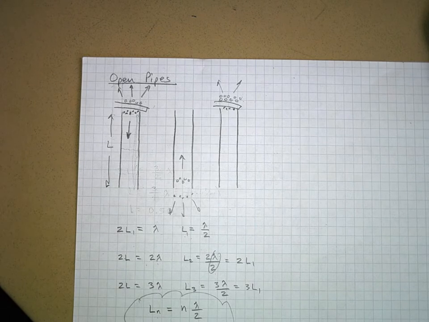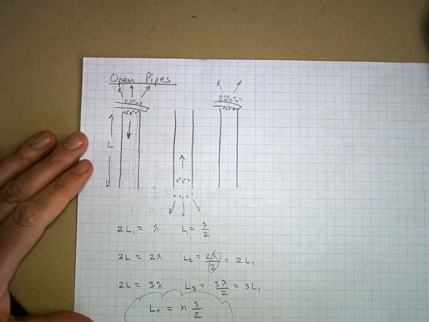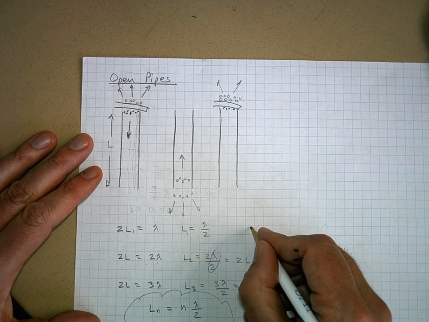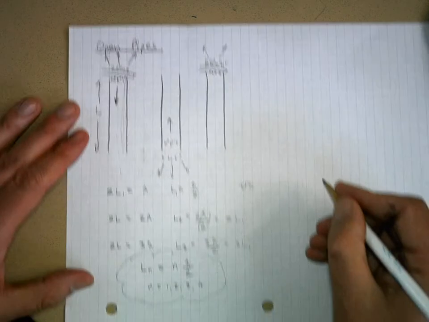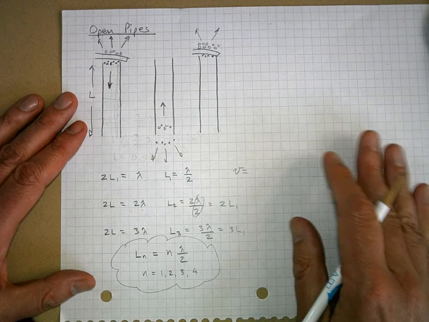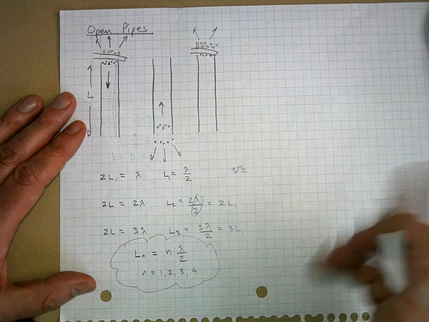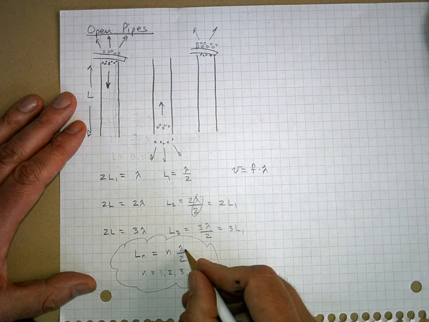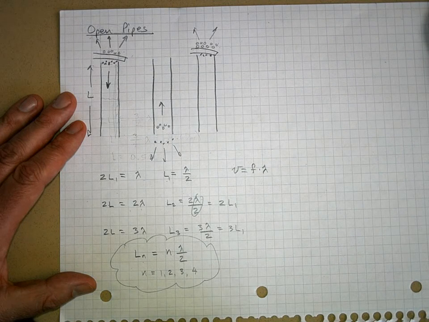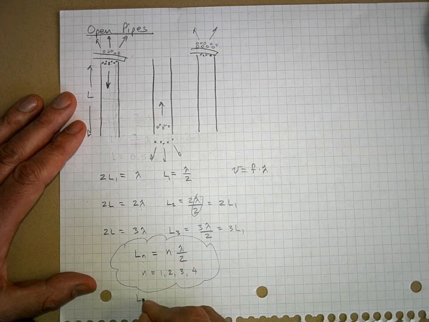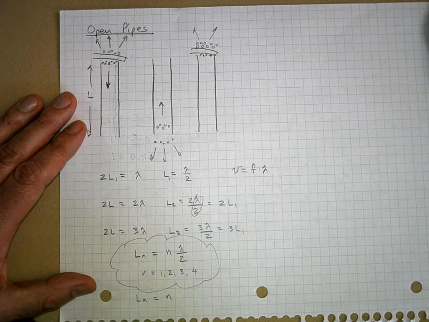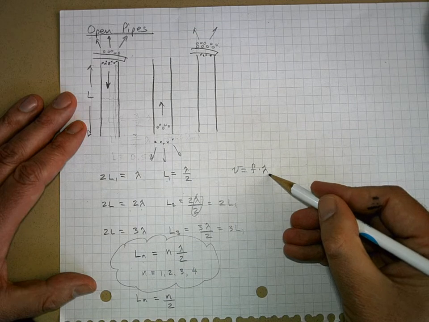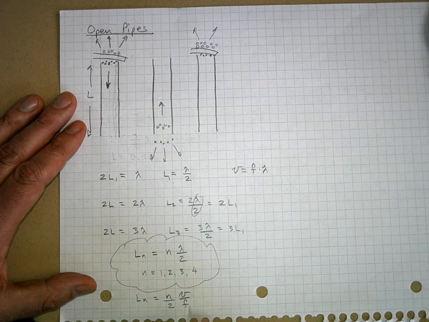Now I'm running out of time, so I'm just going to very quickly change this a little bit. Last thing, I swear. So we know velocity equals frequency times wavelength. So wavelength equals velocity over the frequency. So I can say L sub n equals n over 2 times the velocity over the frequency.